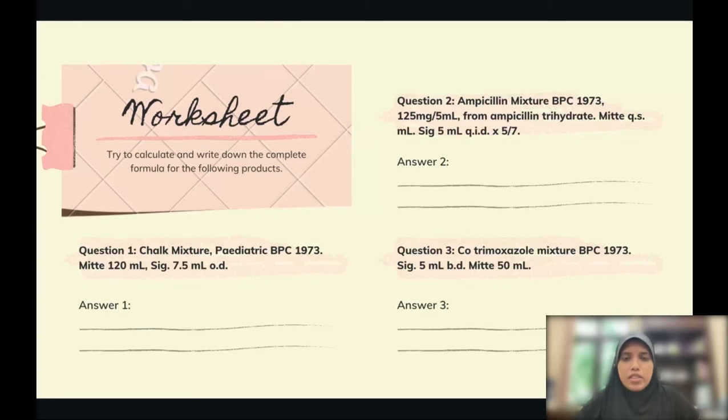I give you some examples here to try to calculate and write down the complete formula for the following products. Question 1 is chalk mixture. You can get this from BPC. You have to prepare 120 ml to be labeled as 7.5 ml OD. Question 2 is ampicillin mixture. You have to use ampicillin trihydrate, so you have to calculate based on the molecular weight how much ampicillin trihydrate needs to be used in the formulation. Question 3 is co-trimoxazole mixture, based also from BPC.